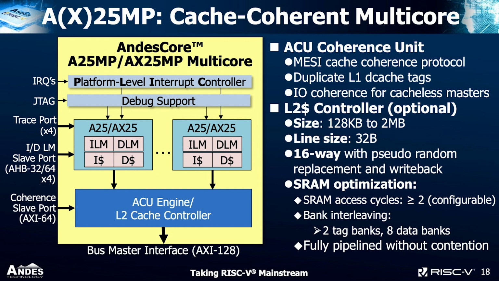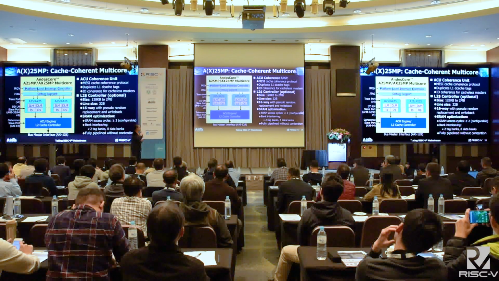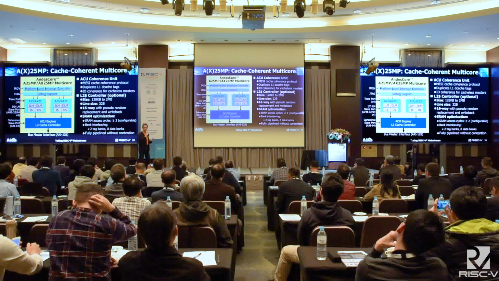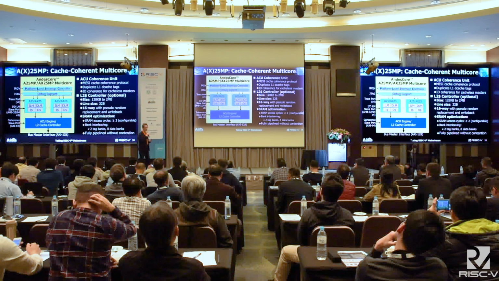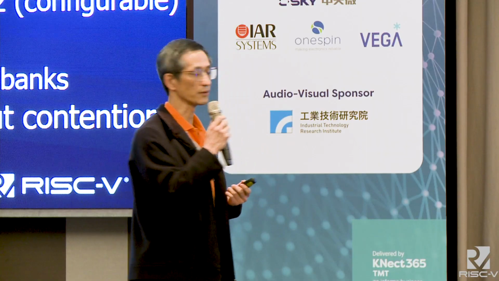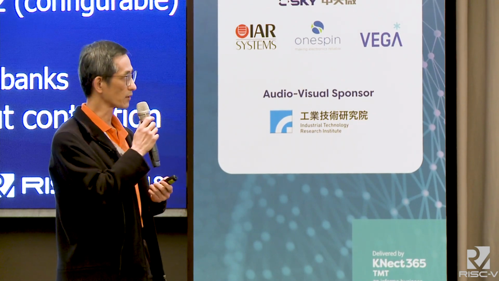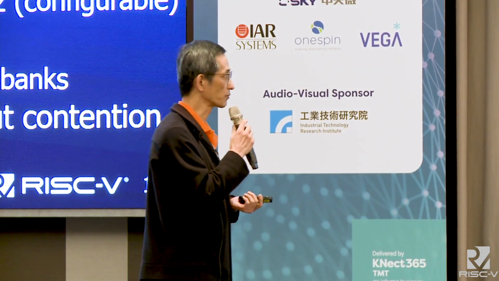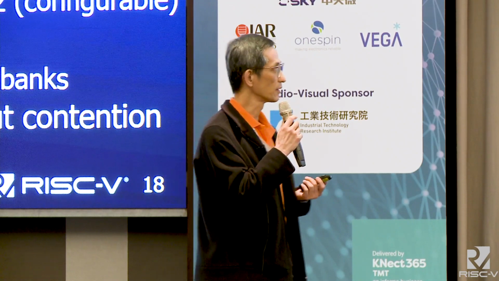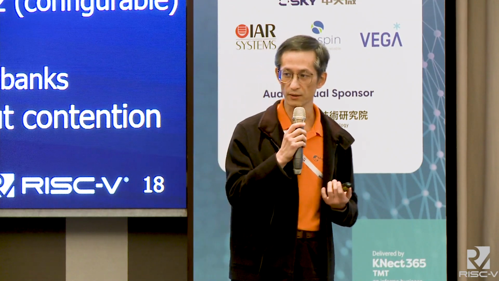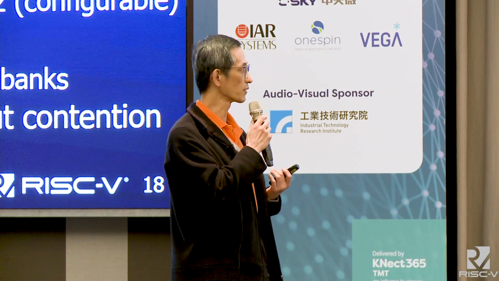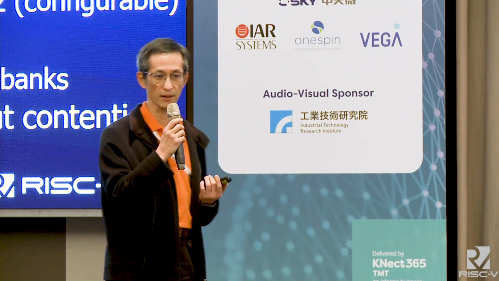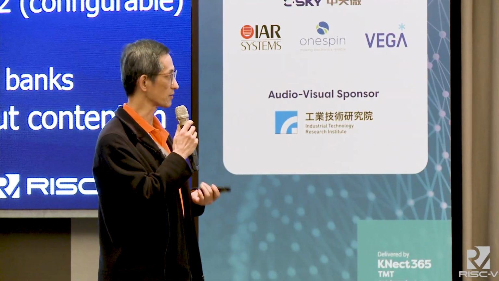And in the MP subsystem, there's also an L2 cache controller, which is optional because it can be quite big, but brings good performance to you. So the size can be from 128K to 2 megabytes, with a line size of 32 bytes, and it provides up to 16-way associativity with random replacement and also a write-back policy.